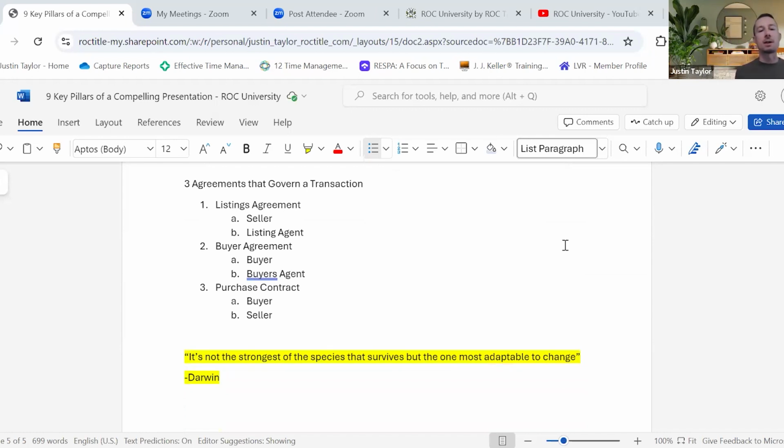The three agreements that govern a transaction. When I had my consultations, or when I talked to clients when I was actively selling, I really talked about this. Listing agreements are between the seller and the listing agent. Understand that the buyer agreement is between you and I. And then there's a purchase contract. Once we get our offer accepted, that's going to be between you and the seller. Okay.